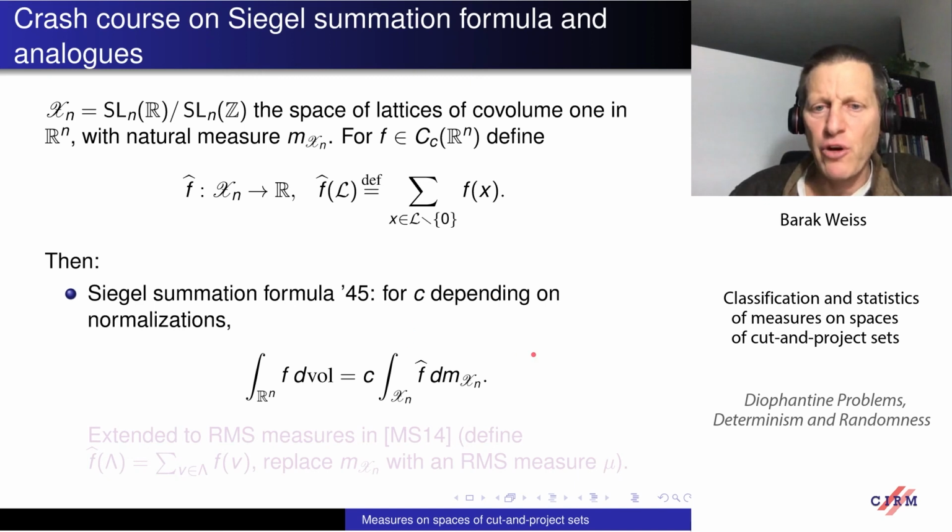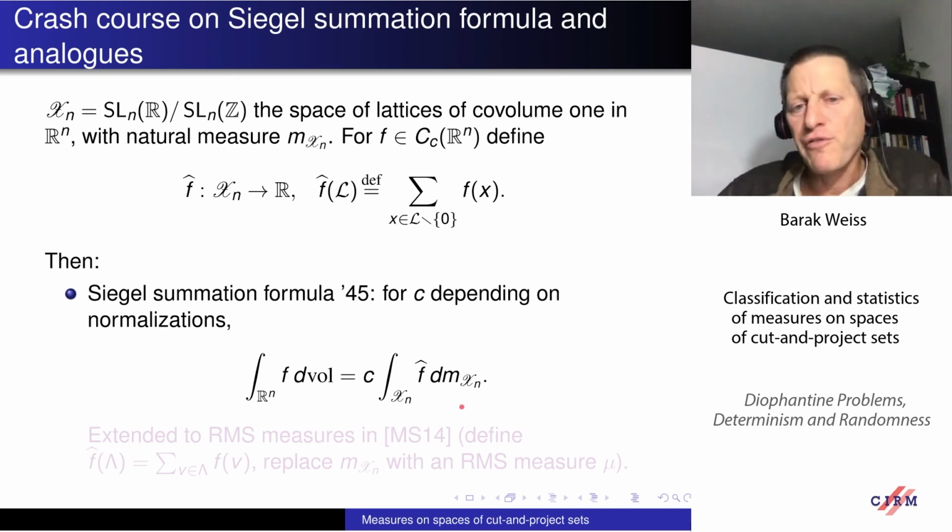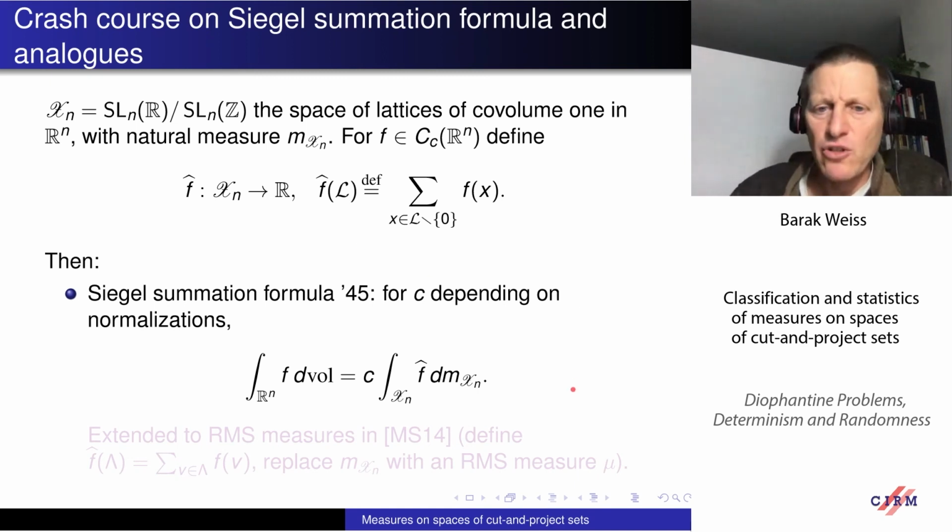And the Siegel summation formula from 1945 says that up to normalizing by a constant c, we have this beautiful identity. The integral of the original function f on R^n is the same as the integral of the transform f hat on the space of lattices. And so this is a quite important formula. It's used because the measure on the space of lattices is quite hard to work with in practice, and the easiest way to work with it is through this identity.